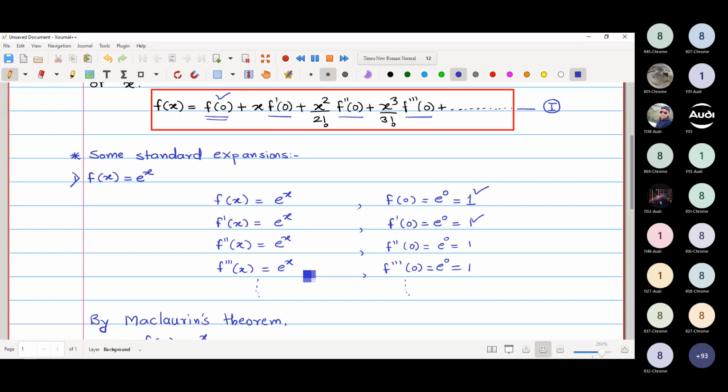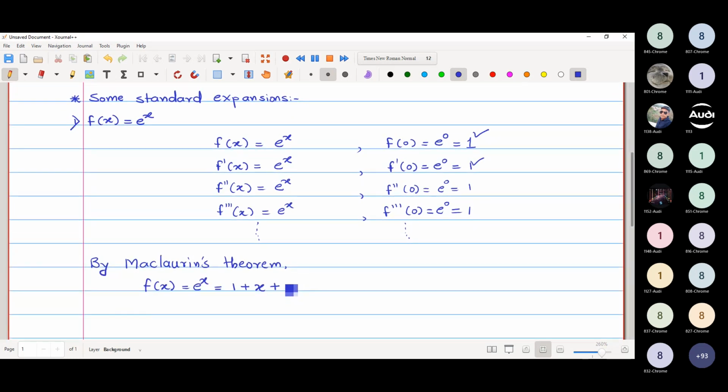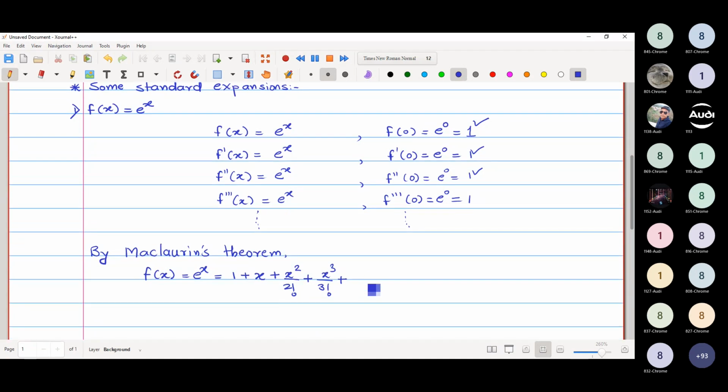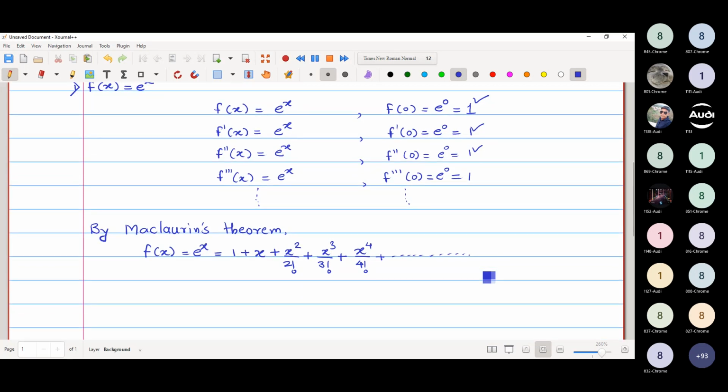Then what is the next term? We are going to have x square upon 2 factorial, into again f double dash of 0, which is also 1. Next we are going to have x cube upon 3 factorial, and again the value will be 1. Can you tell me the next term? x to the power 4 upon 4 factorial. The next term will be x to the power 5 upon 5 factorial and so on. Is it simple? Are you getting the expansion of e raised to x?